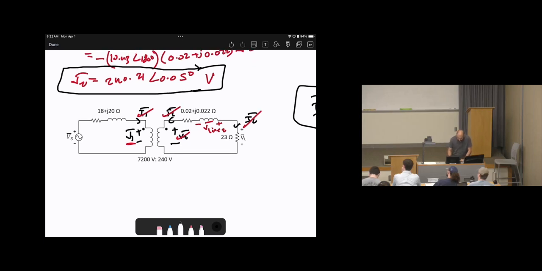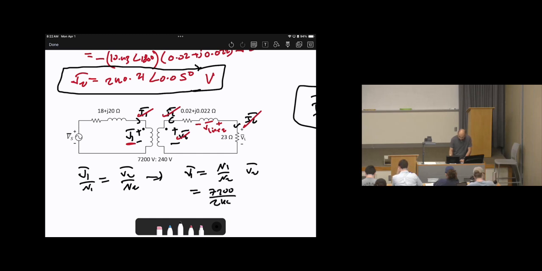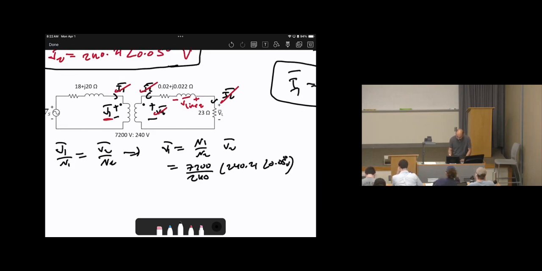Okay, how to calculate V1 using the voltage formula, which is V1 bar over N1 equals V2 bar over N2. So as a result, we can say V1 bar equals N1 over N2 times V2 bar. N1 7,200 over N2 240 times V2 bar, which is 240.21 angle 0.05 degrees volts. Then basically, after doing the calculation, V1 will be 7,206.3 angle 0.05 degrees volts. This is V1 bar.